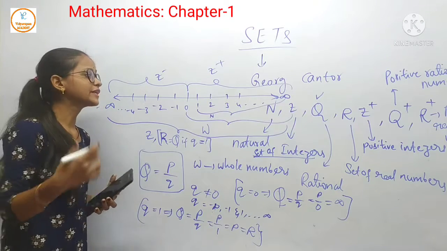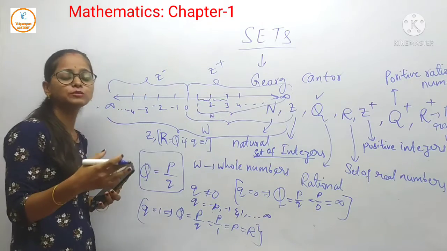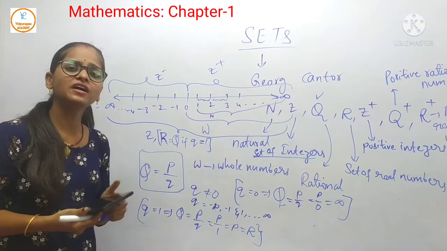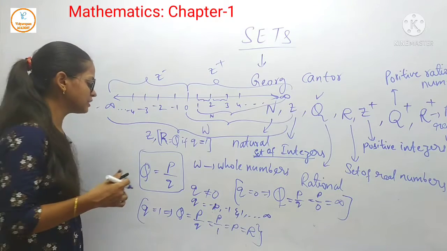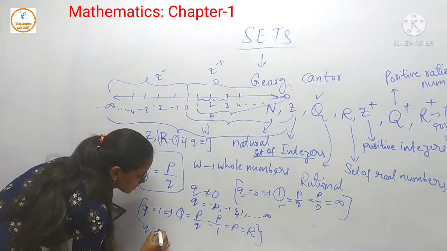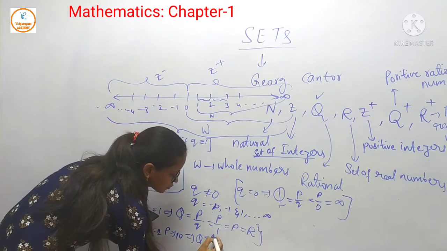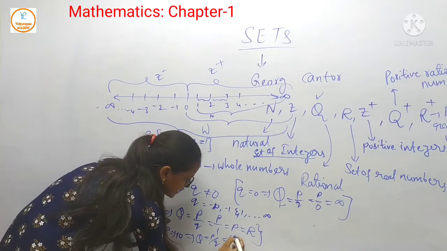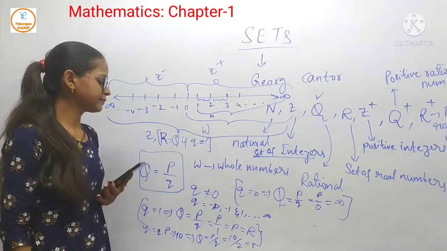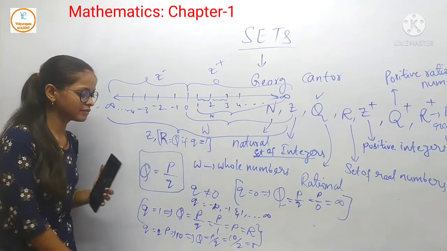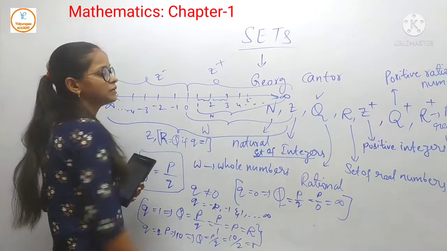If it is 2 or 3, then you will get the values between 1 and 2, and 2 and 3, like 2.5, 2.1, 2.2, 2.3. These are all nothing but rational numbers. For example, if I take Q is equal to 2 and P is equal to 10, then P by Q is 10 by 2. The answer will be 5. So 5 is also a rational number.